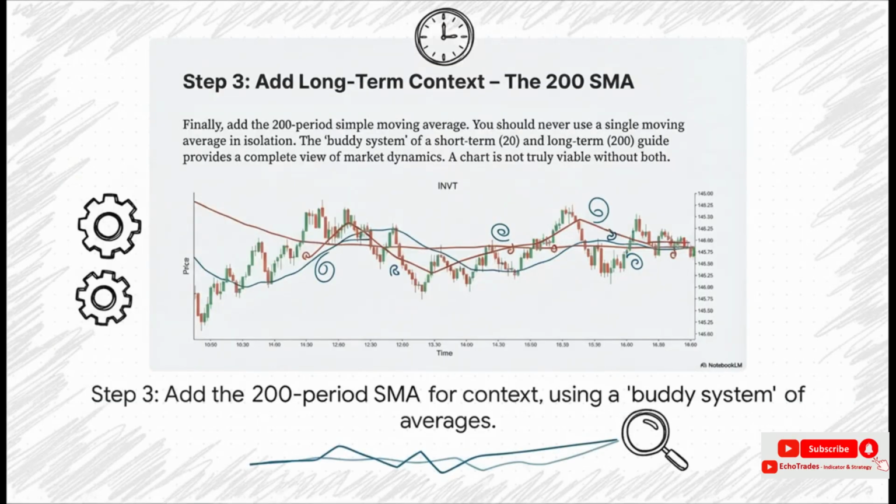And for our final piece, we add the 200-period SMA. This gives us that critical long-term context. And this is so important. You should never use a moving average by itself. It's like a buddy system. You've got your short-term guide and your long-term guide, and together they give you the complete picture. Honestly, a chart just isn't viable without both of them working together.